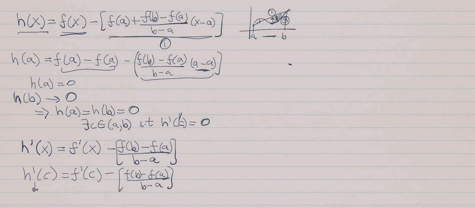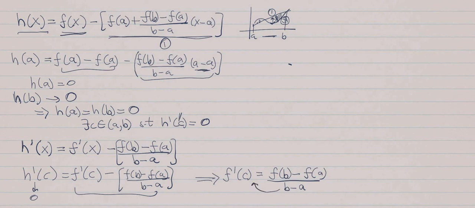Now this is 0, so this whole thing is also equal to 0. So all you have to do is equate this equation to 0, and you will obtain the desired result. And you can multiply both sides by b minus a. Simply take b minus a to that side, and that ends our proof.